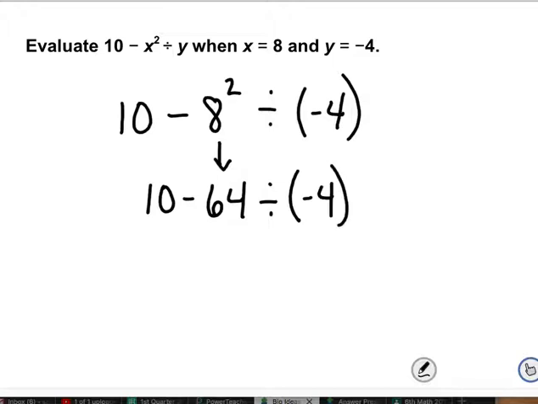Now, what do I do next? What am I going to do next, Paige? Divide what? 64 divided by -4. I've got to do this next. Order of operations. What is 64 divided by -4? Tanner. 16. He says 16. Okay, is he right? Negative. Got to be a -16. Now I have 10 minus a -16.